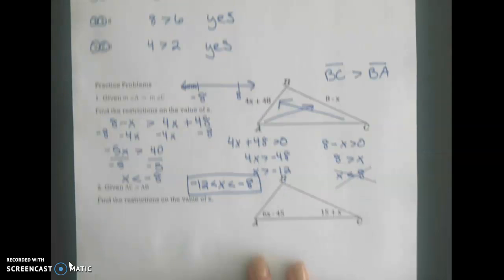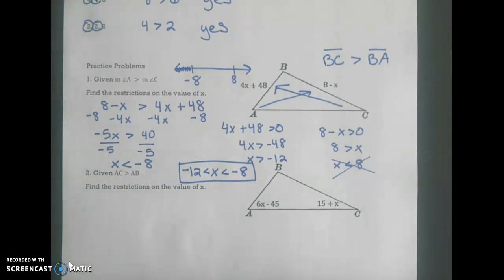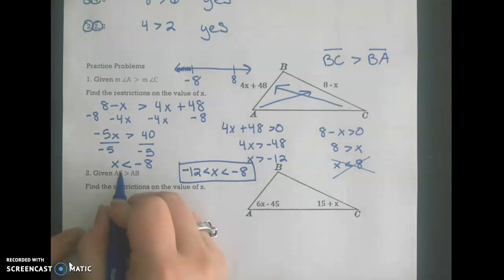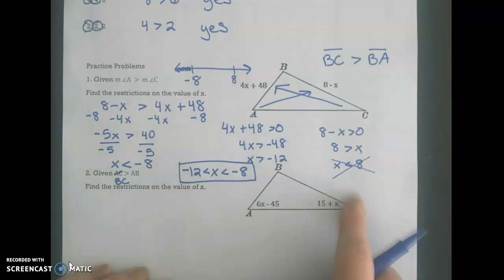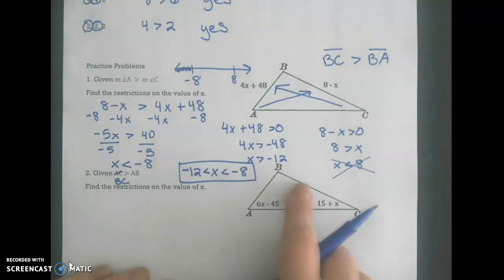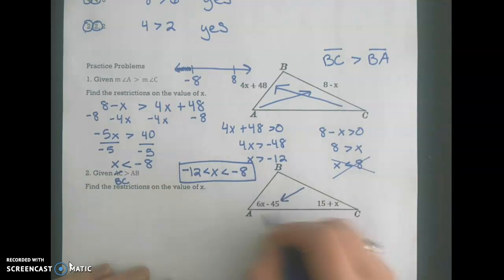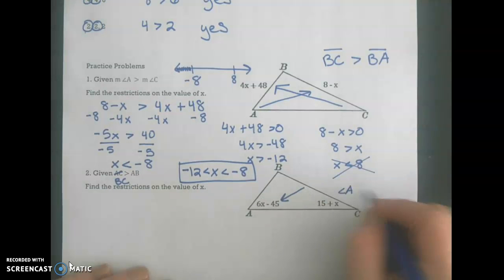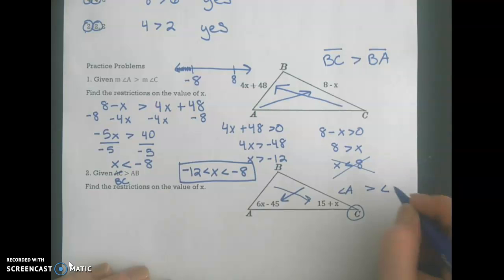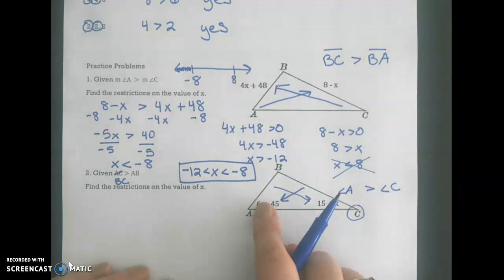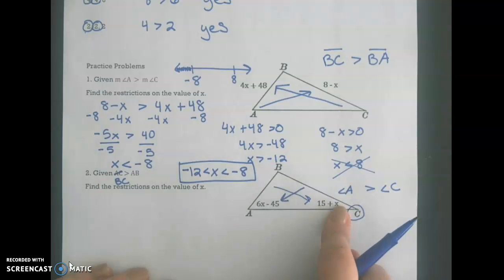All right. And last but not least, problem number 2. And I do have a small typo here. I want to correct that to say BC. So if I'm given that BC is greater than AB, find the restrictions on the value of x. So again, remember, BC is bigger than AB. So the angle here must be larger. Angle A must be bigger than angle C, because my largest side is opposite my largest angle and my smallest side is opposite my smallest angle.